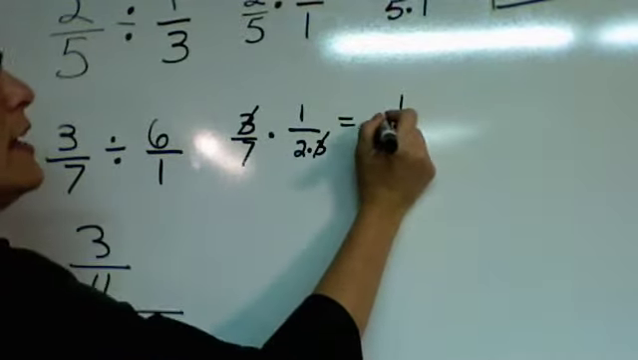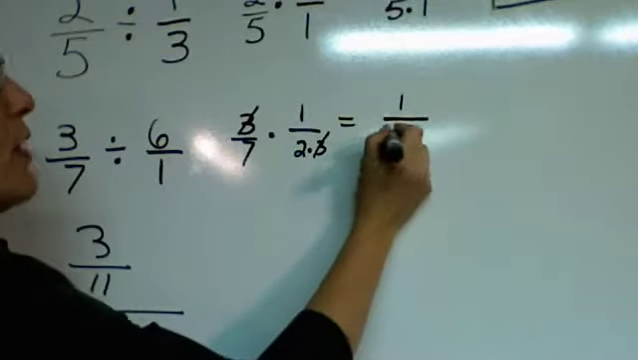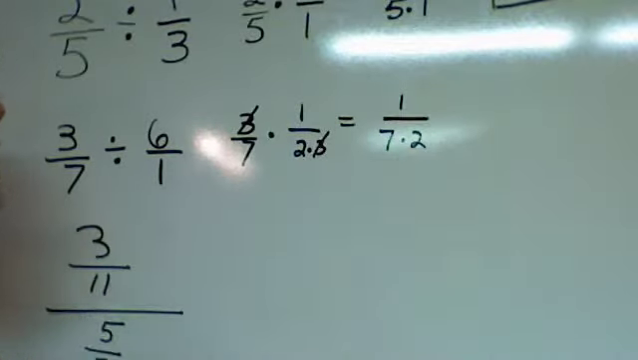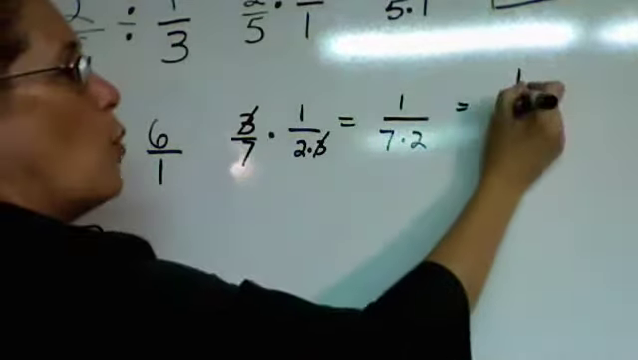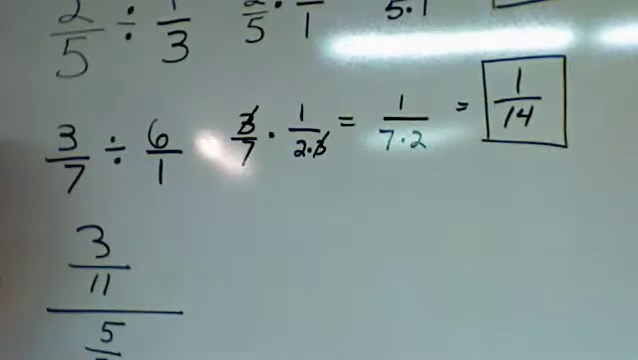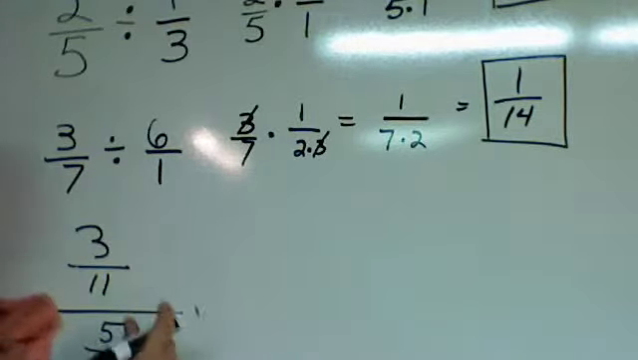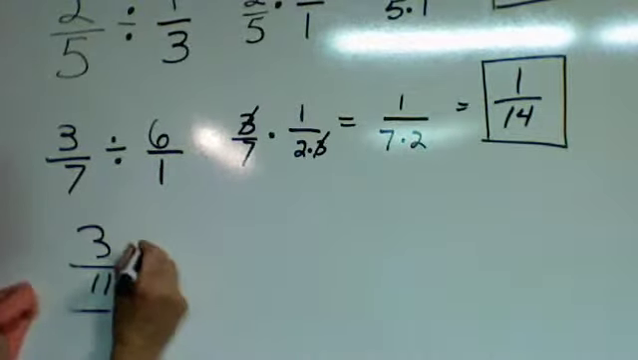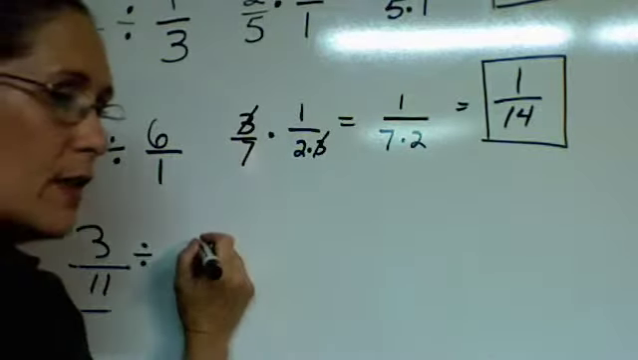You have a 1 in the numerator, and you have 7 times 2 in the denominator, so we end up with 1/14 as a final answer, 1/14. Now, this is just another way of writing a division problem. They were just saying 3/11 divided by 5/7. So another way to write this is to say 3/11 divided by 5/7.